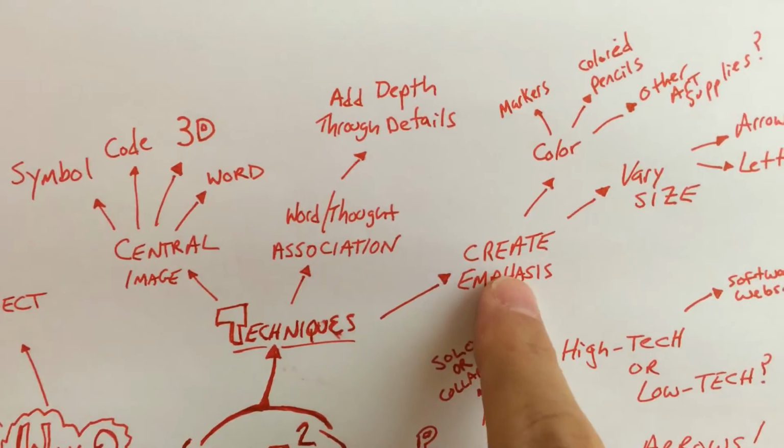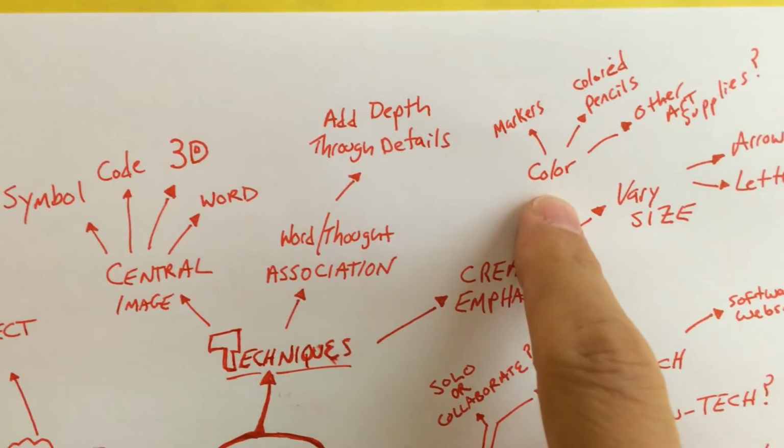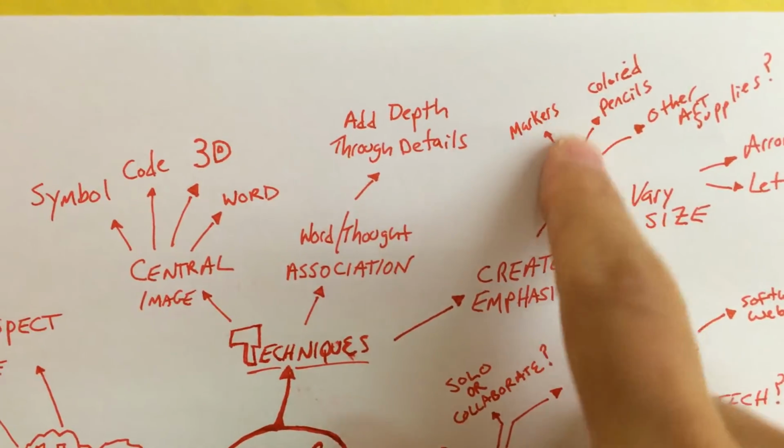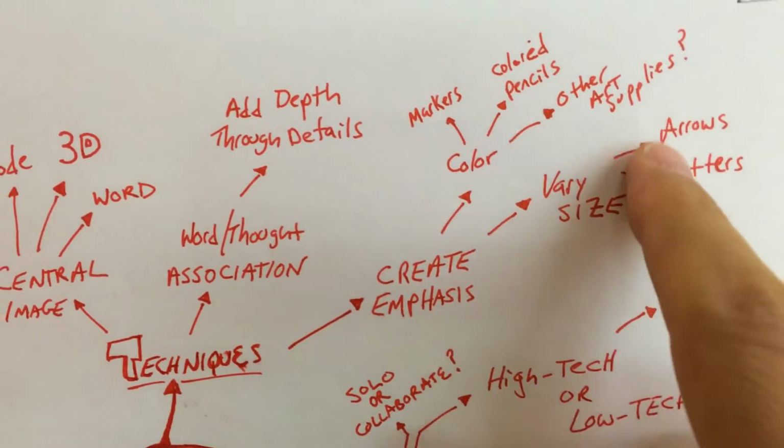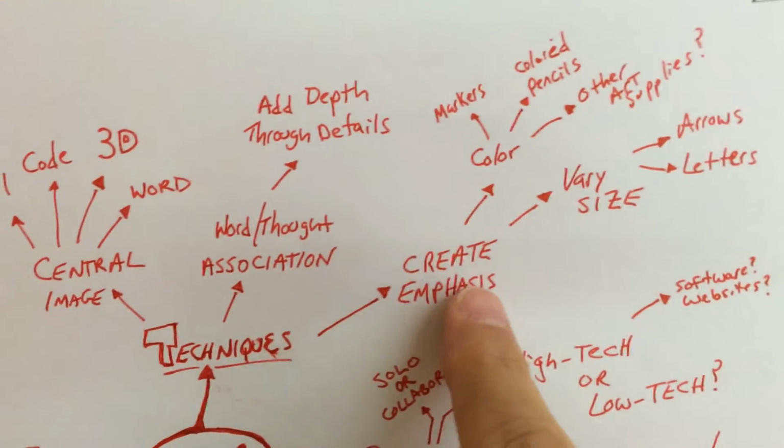We can create emphasis on our mind maps first through color. We can use magic markers, colored pencils, or any other art supplies. Or you could vary the size of your arrows or your letters or anything else in order to create an emphasis.